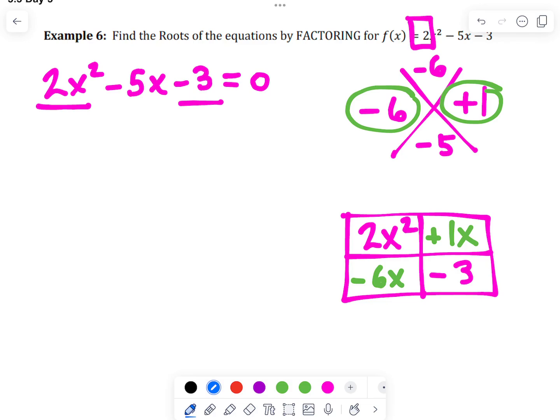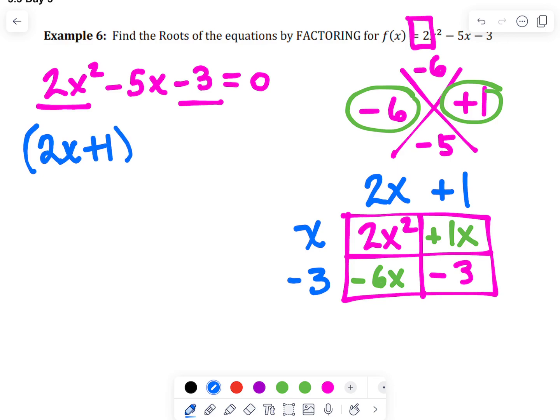So we start with the first column. The GCF would be 2x. The GCF of the second column could be a +1 or -1. First row, the GCF will be x. The second row, -3. Now make sure you check, multiply the two terms together, the blue terms, to see that you get the green and pink terms. So now our two factors are what's outside the boxes.